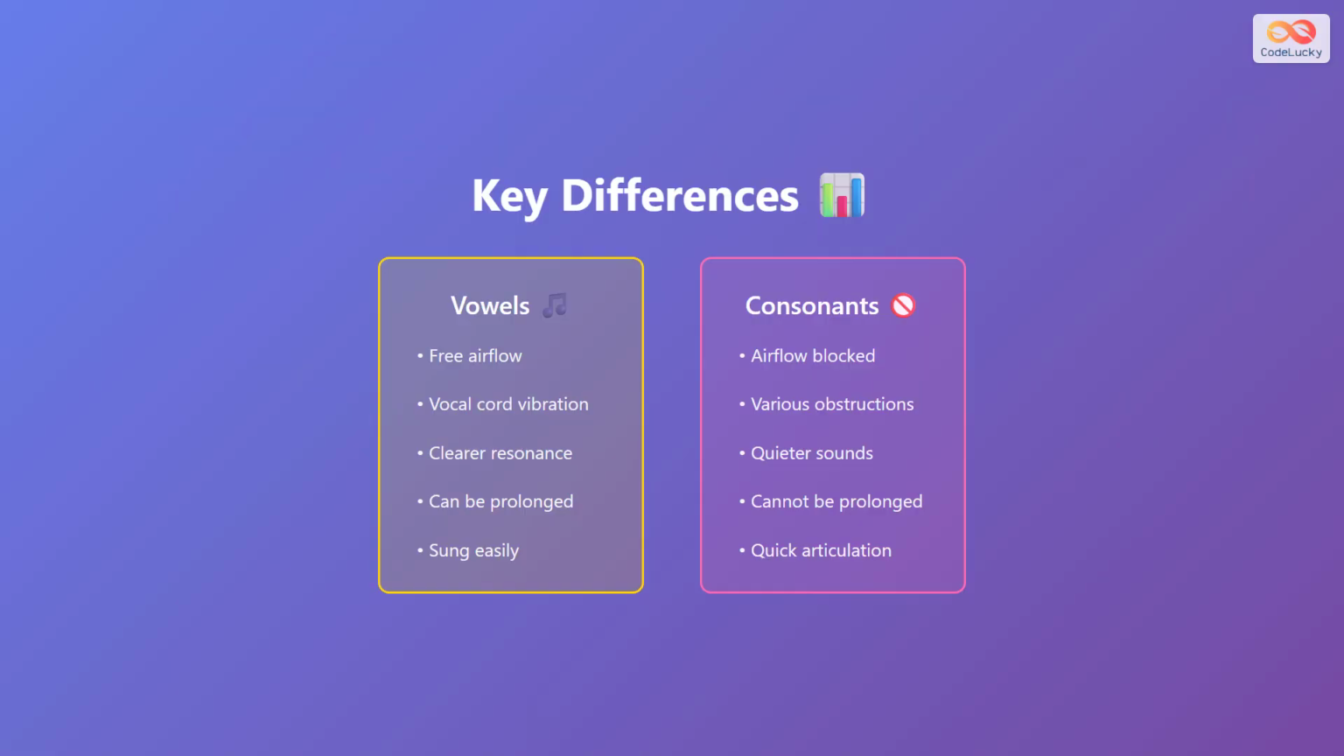Let us compare vowels and consonants. Vowels have free airflow with no obstruction, while consonants have blocked airflow. Vowels involve vocal cord vibration and produce clearer, more resonant sounds. Consonants create quieter sounds through obstruction. Vowels can be prolonged or sustained, but consonants cannot be held long. Vowels are easy to sing, while consonants require quick articulation.